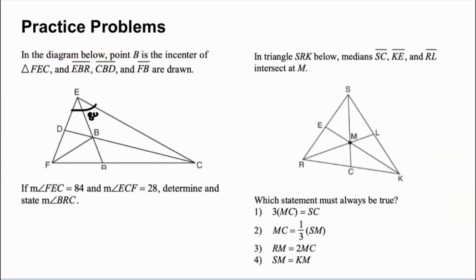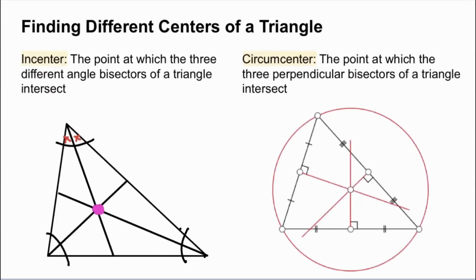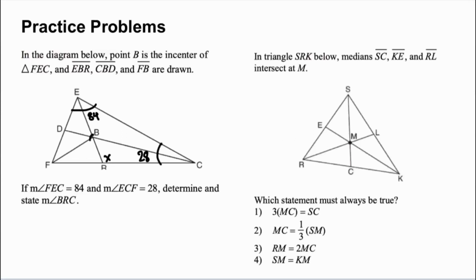This whole thing is going to be 84, the whole thing, not just one part of the angle. And ECF, this whole thing is going to be equal to 28. And we want to find BRC, which is right here. Because point B is the incenter, if we go back, you see that incenters have to do with angle bisectors. So if this is the incenter, we know that this line ER bisects 84 evenly.